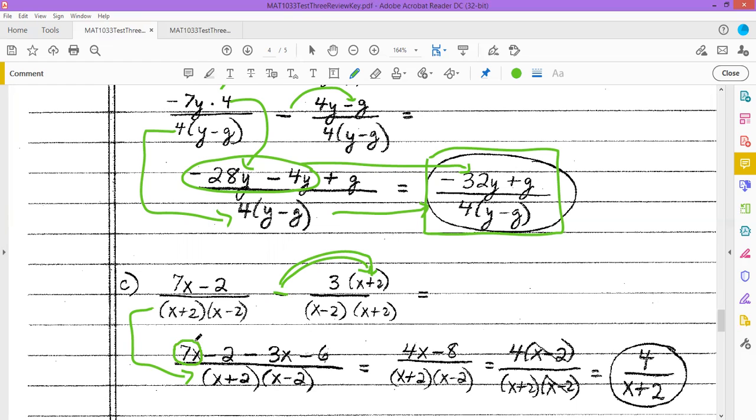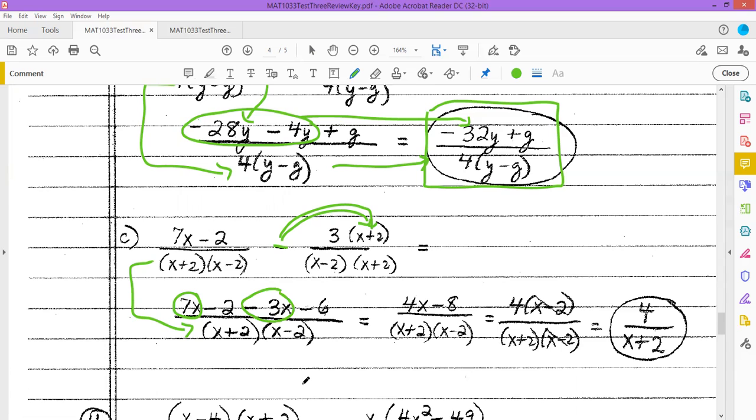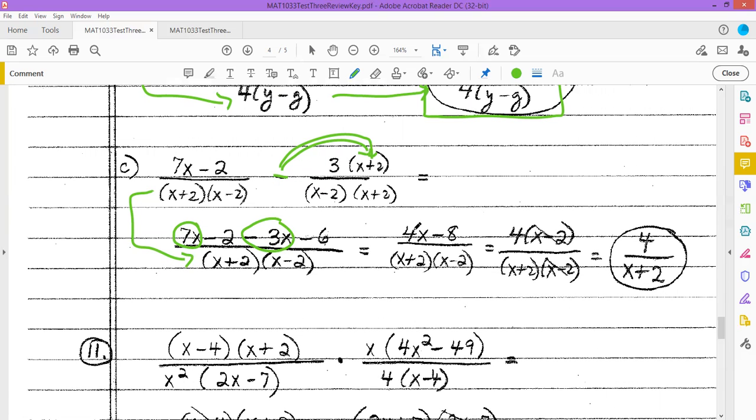Combine your like terms. 7x minus 3x, that gives us 4x. Minus 2 minus 6 gives us -8. Carry over our denominator, and in the numerator we can factor 4 from both of these terms. So when we factor 4 from 4x, we get x in parentheses. And when we factor 4 from the -8, we get -2 in parentheses. Carry over the denominator, and we see the x minus 2's can cancel. So what's left is our answer: 4 in the numerator, so 4 divided by x plus 2 in the denominator.